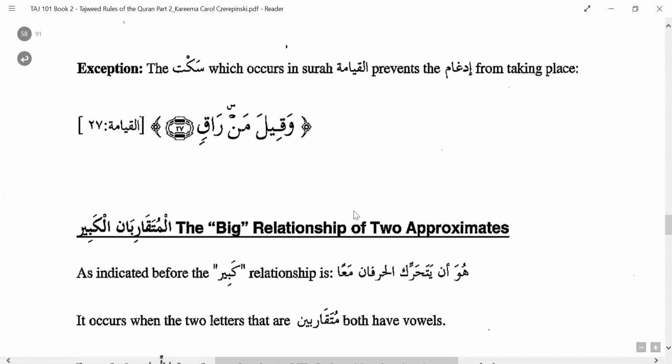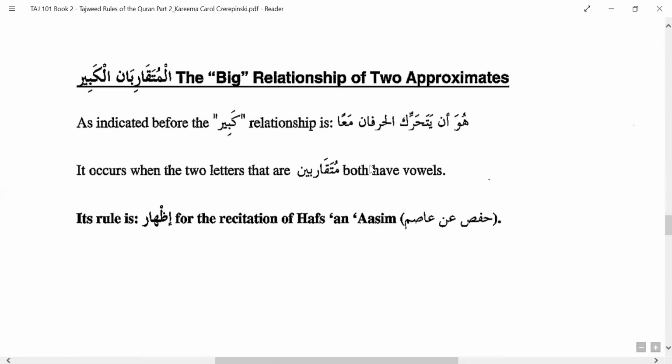Now again, exception. You have a sakta in Surah Al-Qiyamah. وَقِيلَ مَنْ رَاقٍ. You're not going to say maraq. وَقِيلَ مَنْ رَاقٍ. So the sakta prevents the idgham.